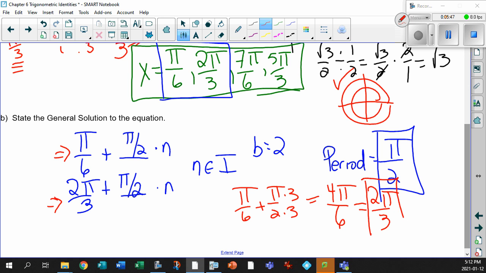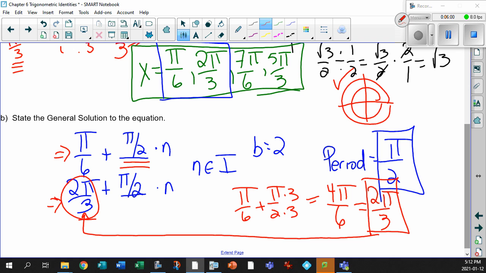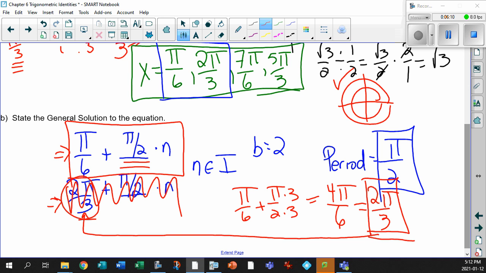Well, wait a second. Isn't that our second value? So my point to this is this. If you're adding multiples of pi over 2 to this one, you've already got the answer for the next one. So actually writing this out is redundant, right? There is your general solution for this equation. Isn't that pretty? And it's following the steps I've always laid out for you.